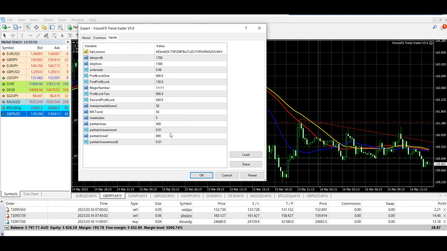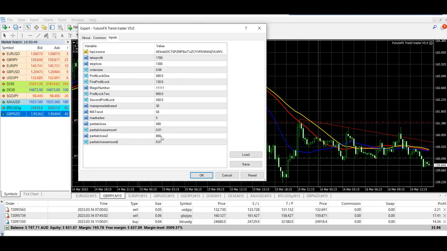Okay, so even though I don't have specific settings that I recommend you have these on, what I personally like to do is have my first partial close activate at either the same distance as my first profit lock or just after. So in this case, I have my partial close set exactly the same as my first profit lock. So when I hit my first profit lock, it's going to move the stop loss up to 13 pips of profit, and it's also going to close out 0.01 lot size of that trade. Okay, so either on or just after the first profit lock.